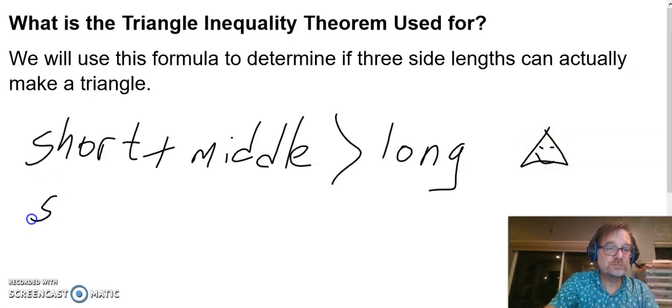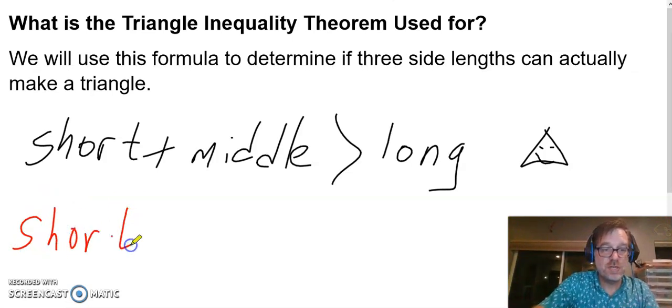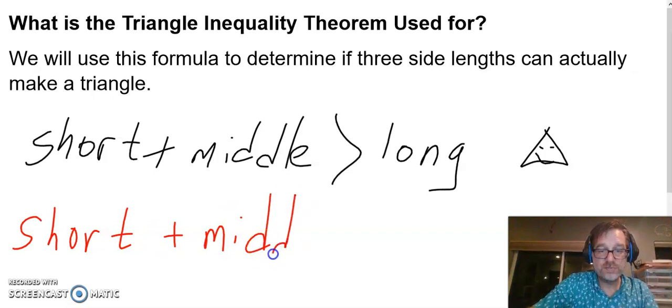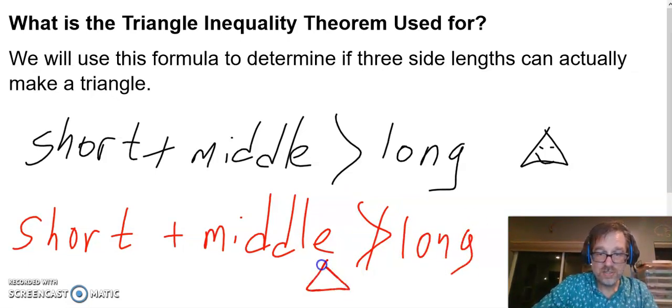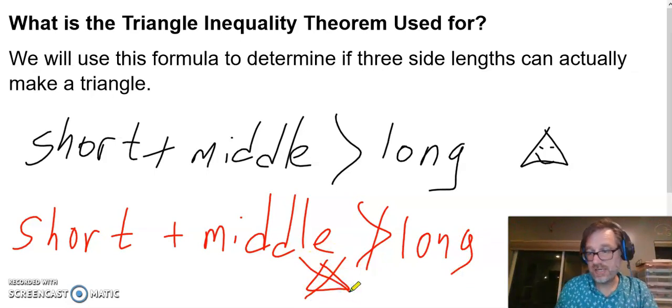However, if I take the short side, I'm going to change colors. I'm going to do this in red, because this does not work. Well, not work is maybe the wrong word, but I'm going to take the short side and add it to the middle length, and it is not greater than the longest side. That means no triangle. We don't get a triangle if it's not greater than. It has to be greater than to be a triangle.